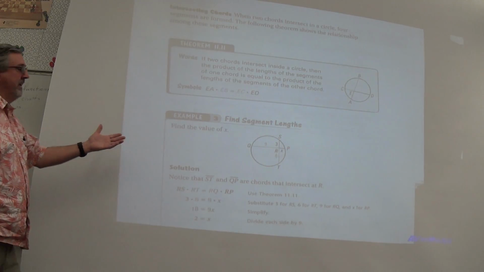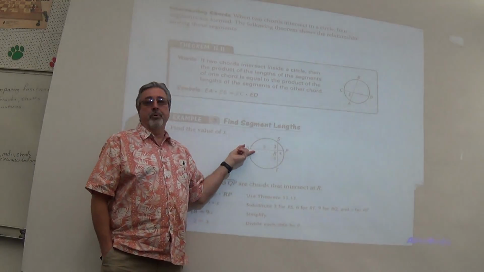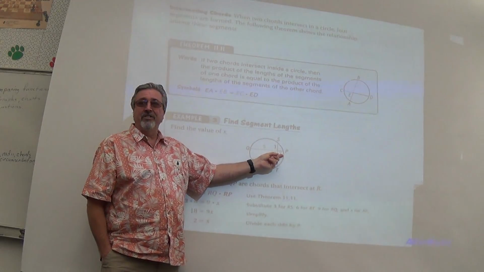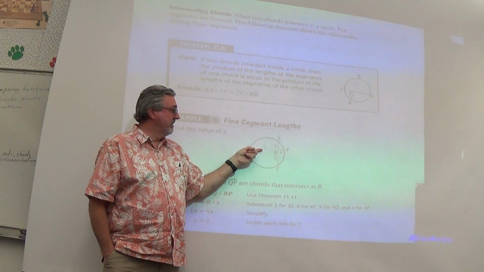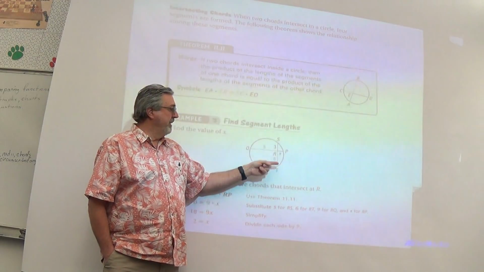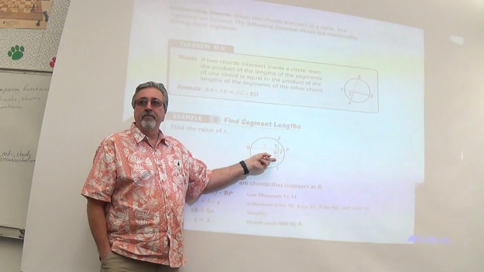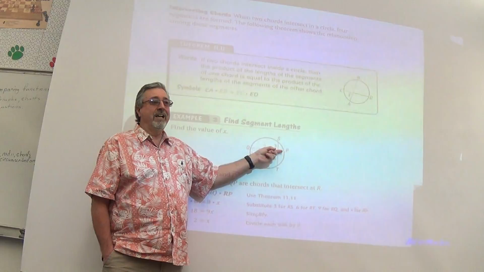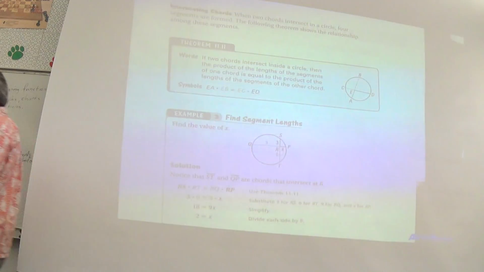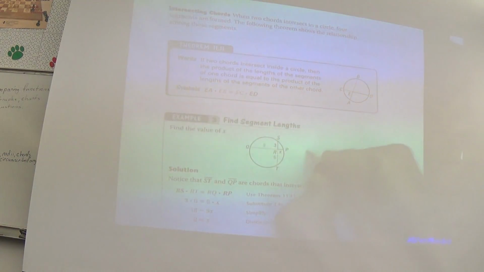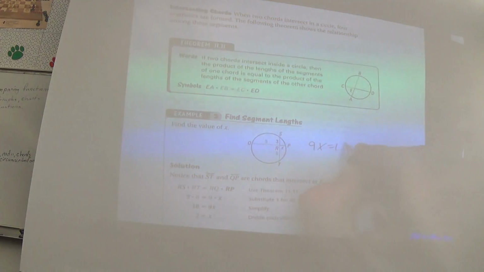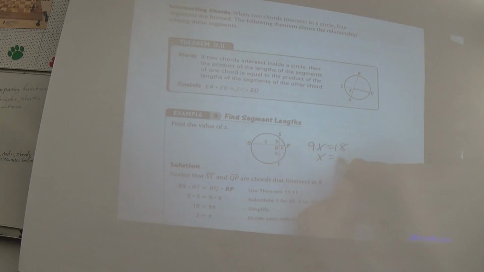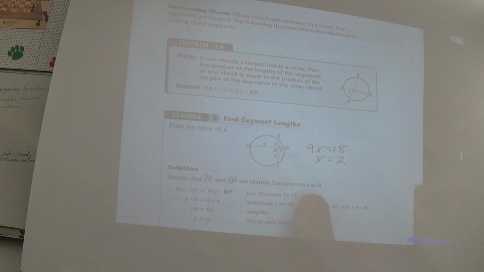So that means that here we have a chord and the product of the segments. So 9 times x, because this is the other part of this, is going to be equal to 3 times 6. Well, 3 times 6 is 18, so 9x equals 18. If you divide both sides by 9, x equals 2. You get the value of x as 2.